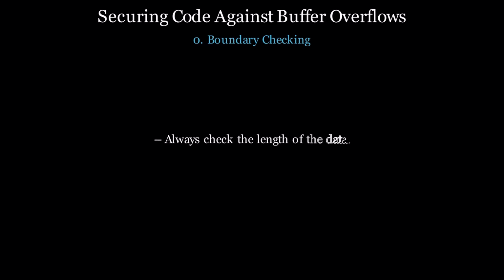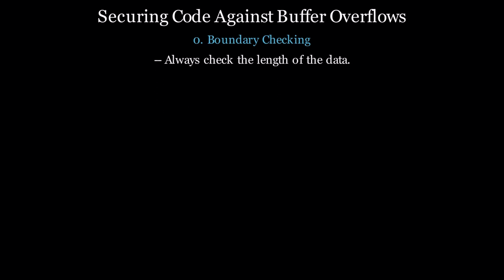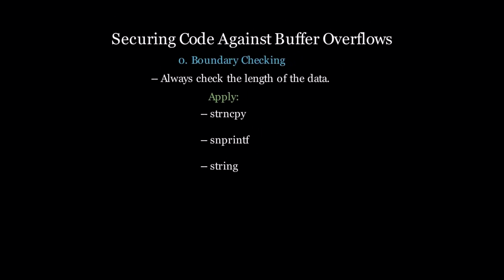So what kind of mitigation strategies can we follow to make our code more secure? The first thing is boundary checking. Always check the length of the data before copying it into a buffer. Functions like strncpy, snprintf, or string in C++ help in managing these kinds of issues.